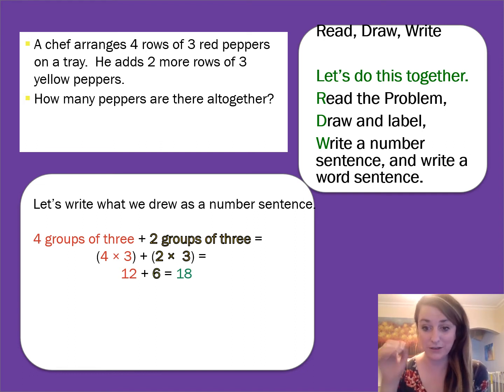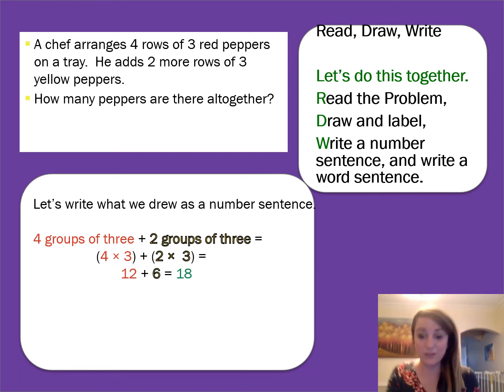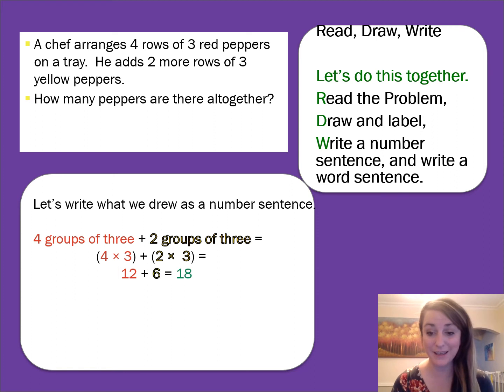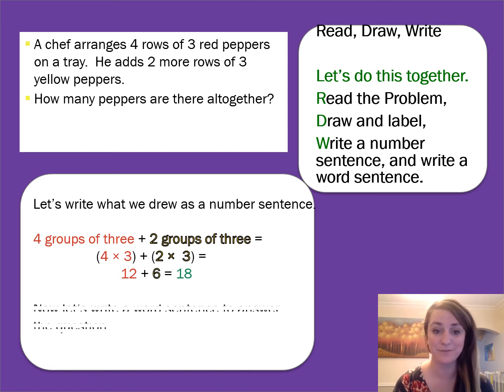4 times 3, 4, 8, 12. 4 times 3 is 12. 2 times 3, 2, 4, 6. I could also think 3 plus 3. In any case, 4 times 3 plus 2 times 3 is the same as 12 plus 6, which is 18.